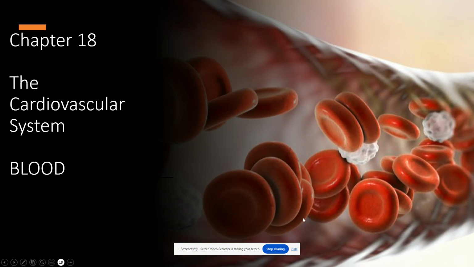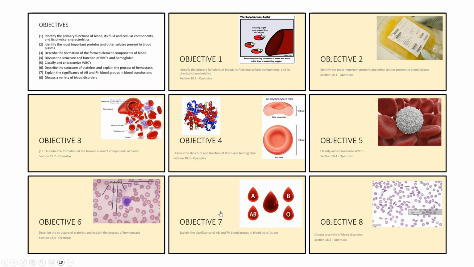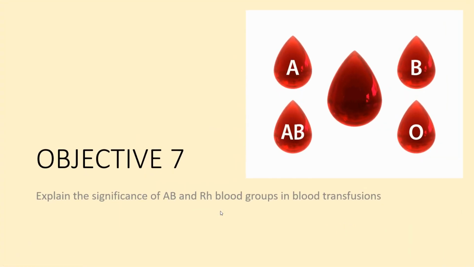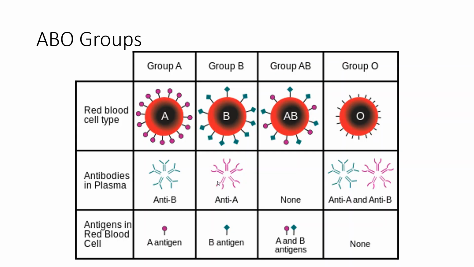Hello, this video is going to talk about Chapter 18, Blood, specifically Objective 7. We're going to take a look at the significance between the ABO and the RH blood groups and blood transfusions. This chart right here pretty much summarizes the ABO blood group anyway.